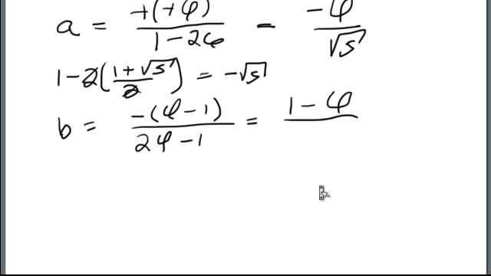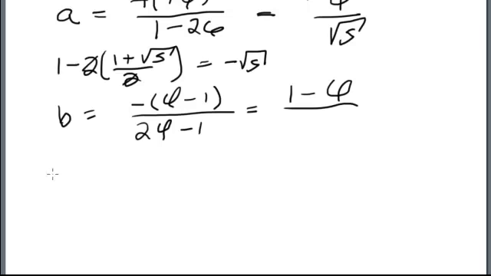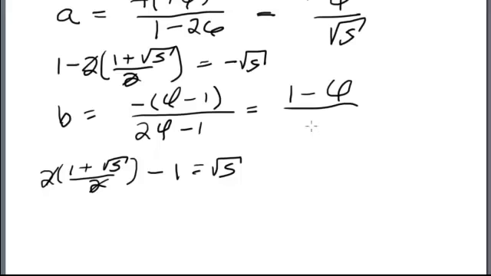And again I want to see if there's some simple form for this 2 phi minus 1. So that's 2 times 1 plus the square root of 5 over 2, minus 1. So the 2's cancel out. So 1 minus 1, so that's just equal to the square root of 5. So you've got 1 minus phi over the square root of 5.